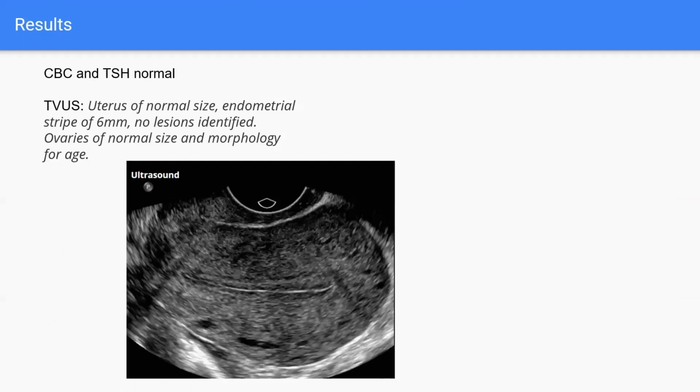All right. So her CBC and her TSH were actually normal. That's good. But then here's her transvaginal ultrasound. It says uterus of normal size, and this is the uterus we're looking at here. In fact, this is the opening of the uterus. You can imagine, in pregnancy, this becomes very wide and the baby is going to be in there. So this would be the endometrial part. This is the endometrium, and as we move outward, it's the myometrium, or the muscle. It looks pretty normal in general. However, they note that the endometrium is 6 millimeters, so larger than it should be.